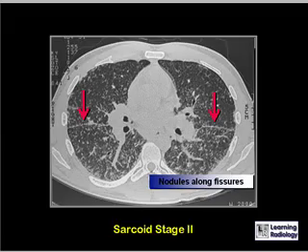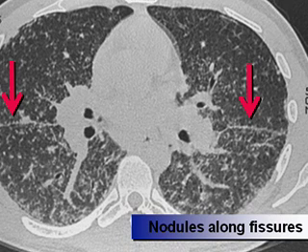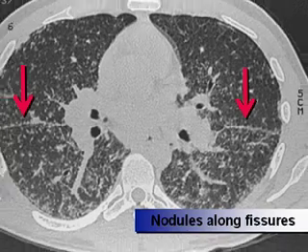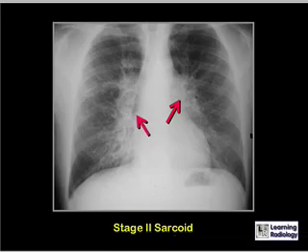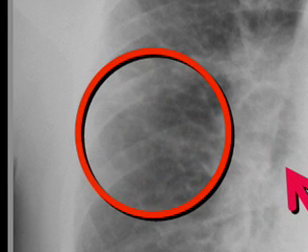Here's another patient with stage 2 sarcoid. There is bilateral hilar adenopathy, and the red arrows are pointing to the beading along both of the major fissures. Here is another patient with a frontal radiograph with stage 2 sarcoid. The red arrows point to bilateral hilar adenopathy.